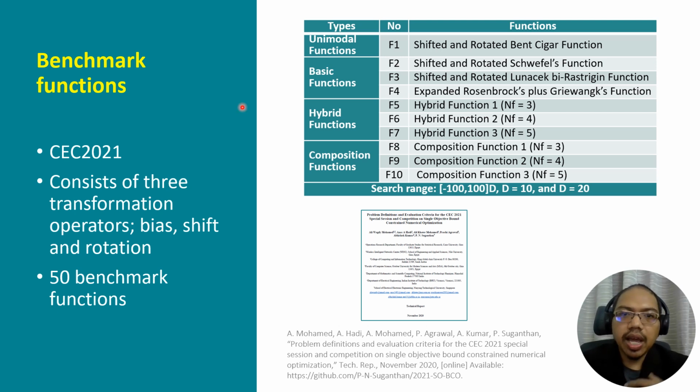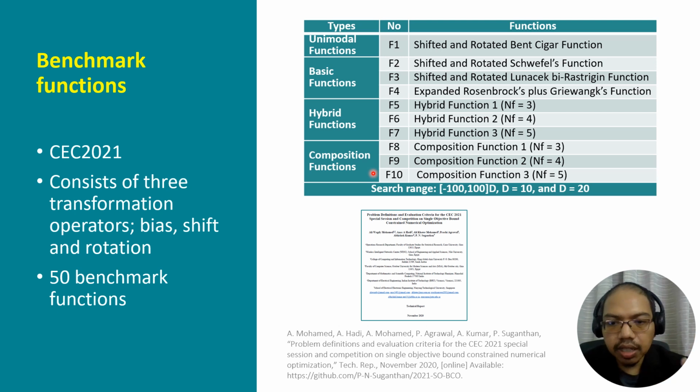Now, once we have implemented this method, we need to analyze the performance of our algorithm. One way that we can do this is by using what we call a benchmark function. So we are going to use benchmark functions from CEC 2021. You can refer to the reference here at the bottom. CEC 2021 consists of unimodal functions, basic functions, hybrid functions, and also composition functions.